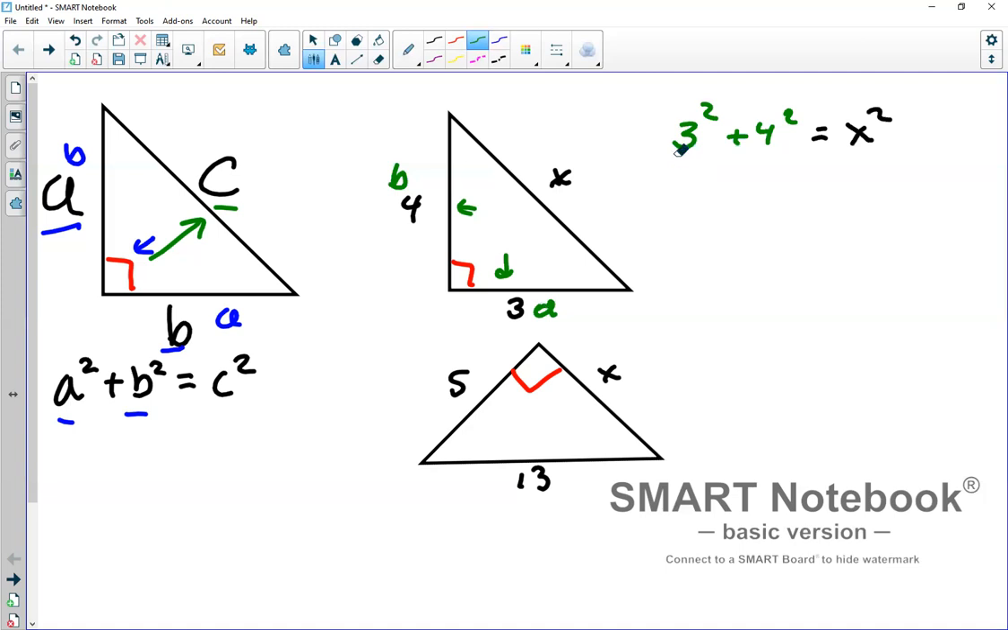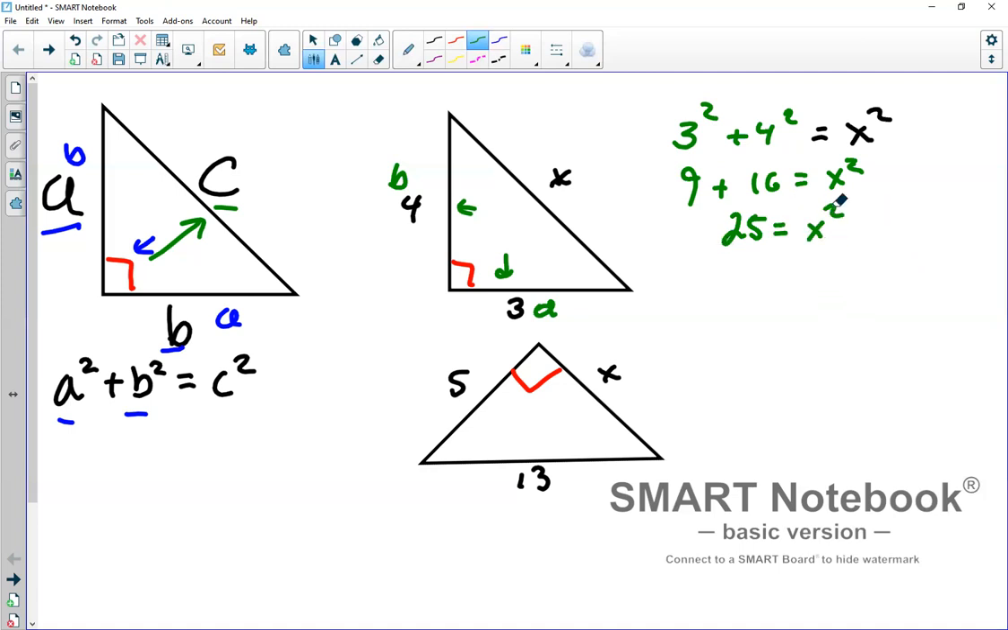With that in mind, I'm going to do some multiplication. 9 plus 16 equals X squared. Both of these are squared. 3 times 3 is 9. 4 times 4 is 16. 9 plus 16 is 25.